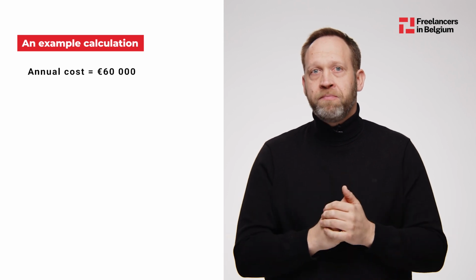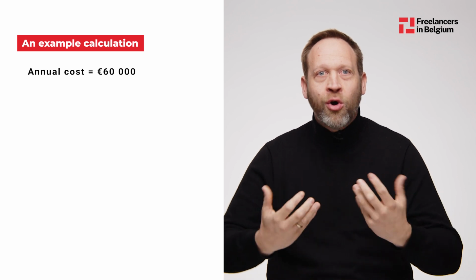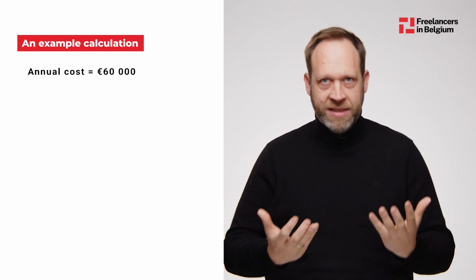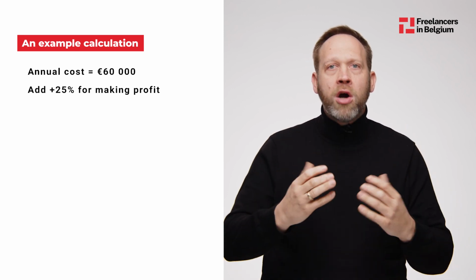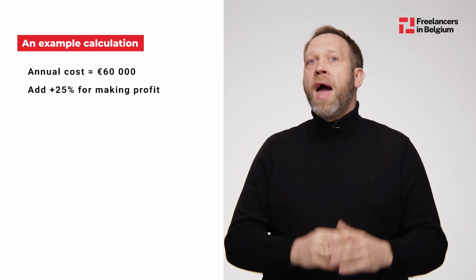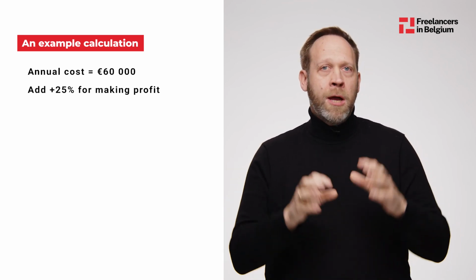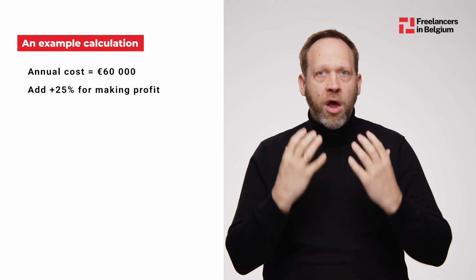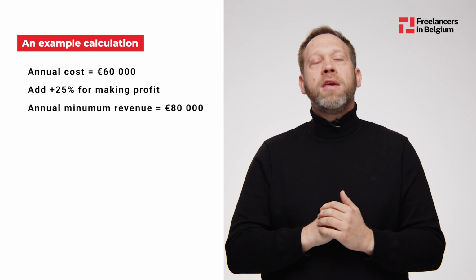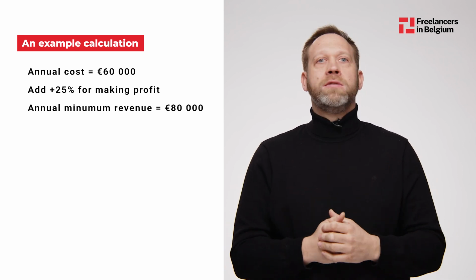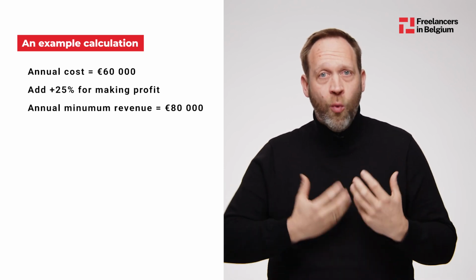That's the starting point. Of course, we don't only work to pay for our costs, we want to have a profitable business. So let's add 25% on top of those costs to have margin. You never know what can happen, and at least you have some money to invest in your business later on. So that means that the minimal revenue you will have to invoice every year would be 80,000 euro.